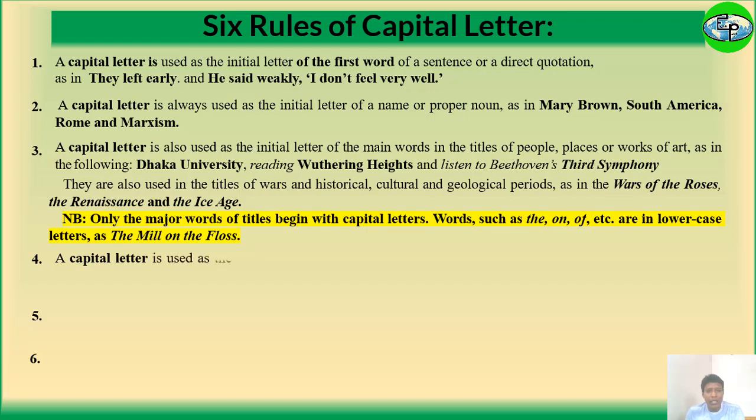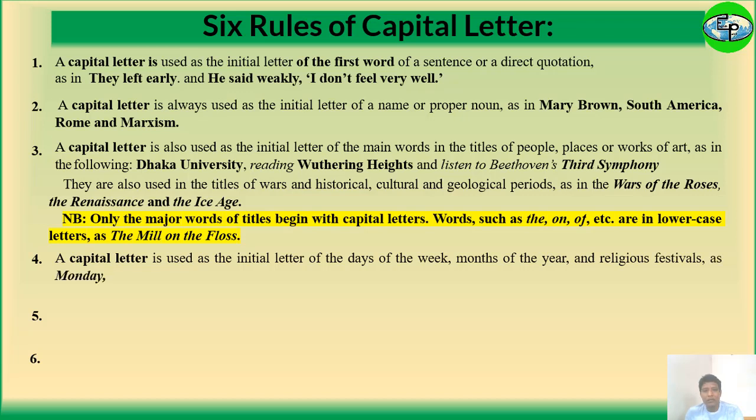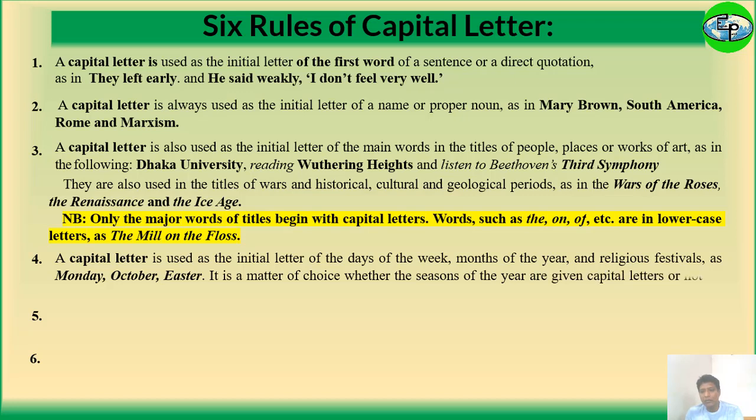Number 4. A capital letter is used as the initial letter of the days of the week, months of the year, and religious festivals, as in Monday, October, Easter. It is a matter of choice whether the seasons of the year are given capital letters or not, as in spring with a small letter and Spring with a capital. Autumn with a lowercase letter, again Autumn with a capital letter A.